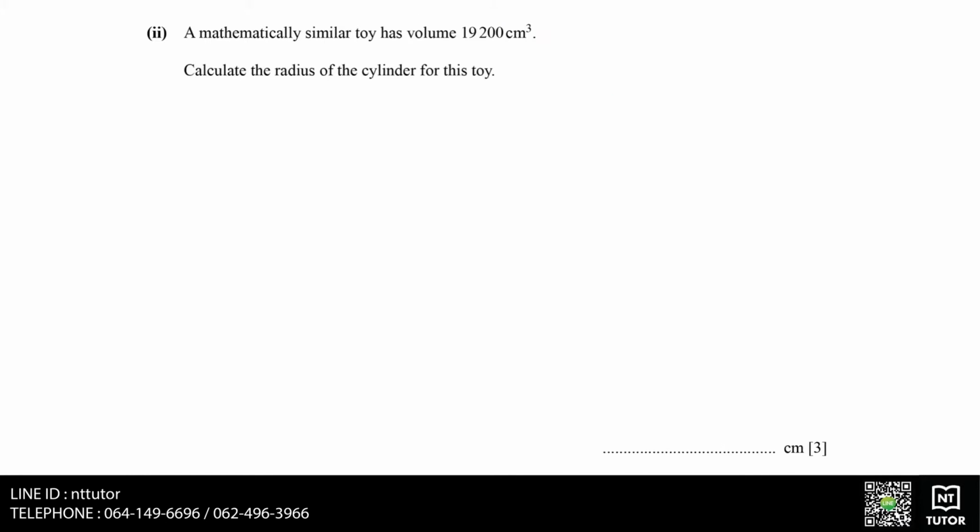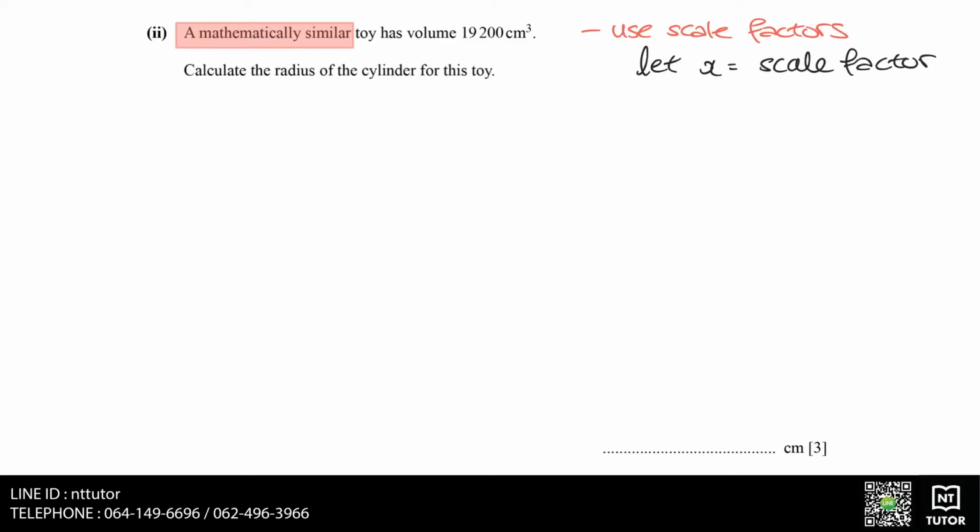C. A mathematically similar toy has volume 19,200 centimeters cubed. Calculate the radius of the cylinder for this toy. Whenever the question says mathematically similar or similar, it means you need to use scale factors. If we let x equal the scale factor, when we convert between lengths, we multiply by the scale factor. But when we convert between areas, we need to multiply by the scale factor squared. And when we work with volume, we need to multiply by the scale factor cubed.